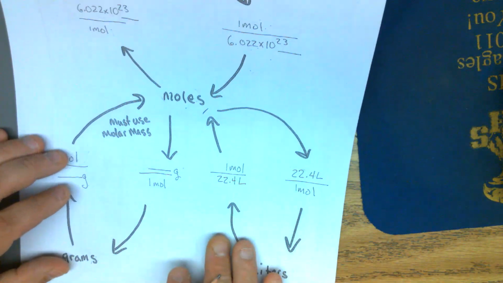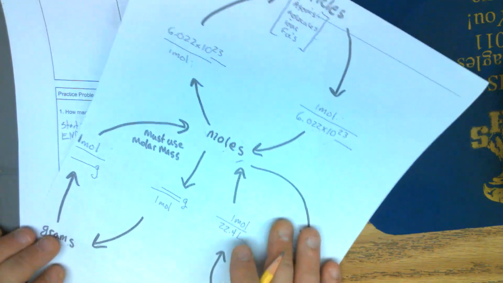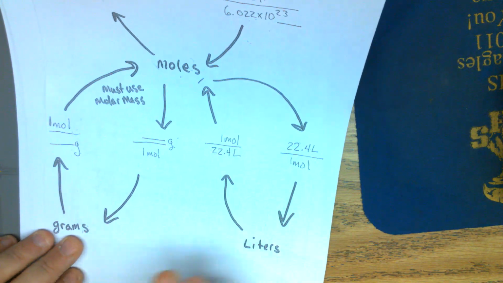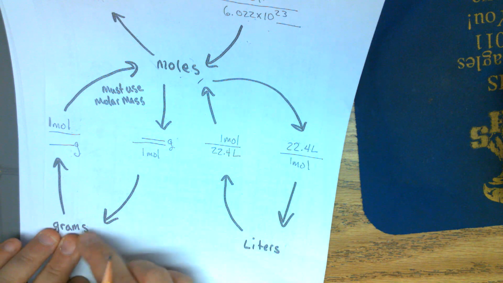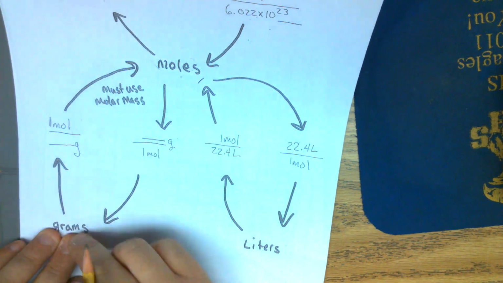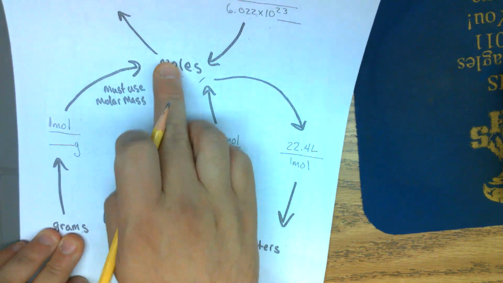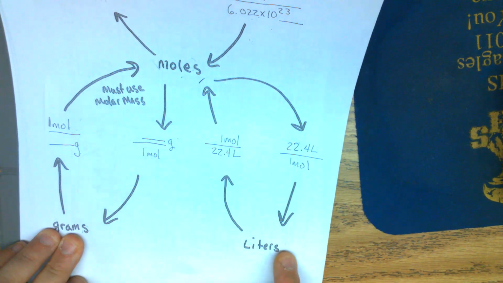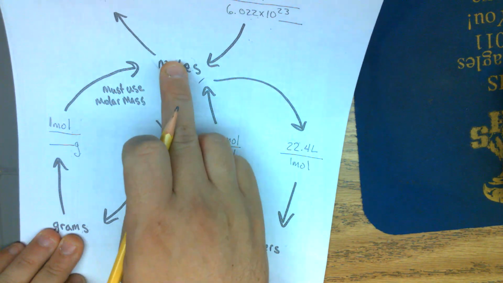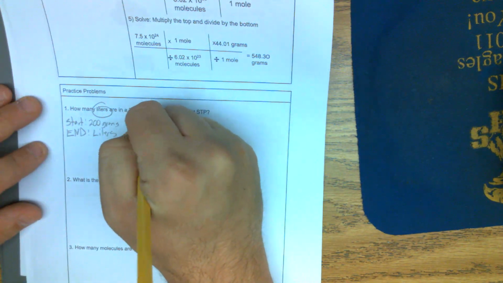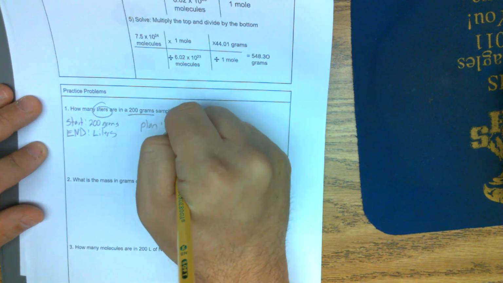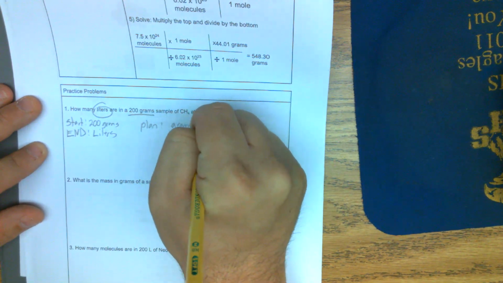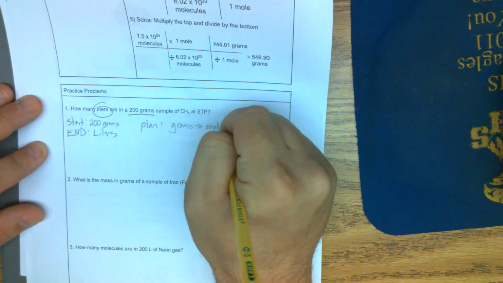So we're going to use our mole map for this. Starting here and ending here, this is going to be a two-step problem. We go from grams to moles, step 1, and then moles to liters, step 2. So that's our flow. Our plan is going to be from grams to moles to liters.